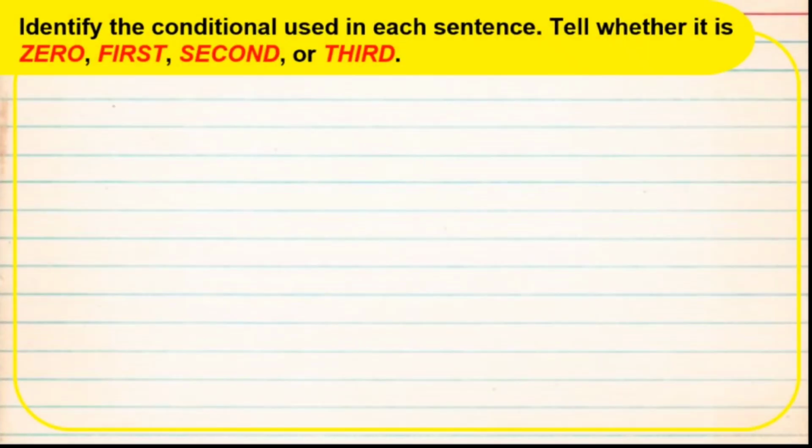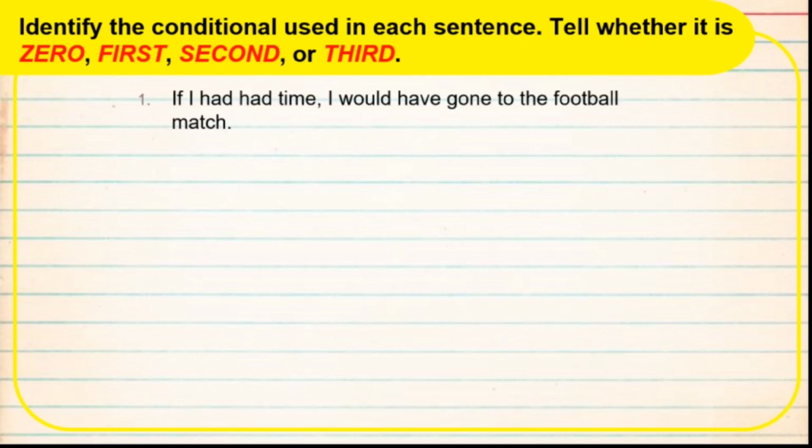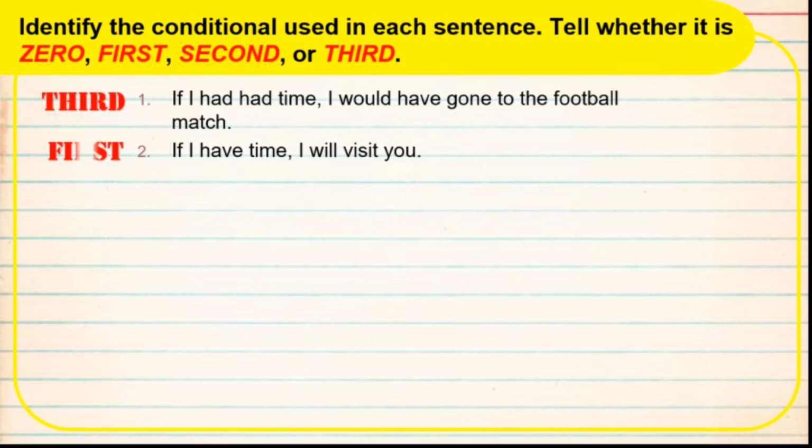Now, before we end, let's try first to do this activity. Identify the conditionals used in each sentence. Tell whether it is zero, first, second, or third. Let's have the first one. If I had had time, I would have gone to the football match. Answer: third conditional. Next. If I have time, I will visit you. Answer: first conditional.